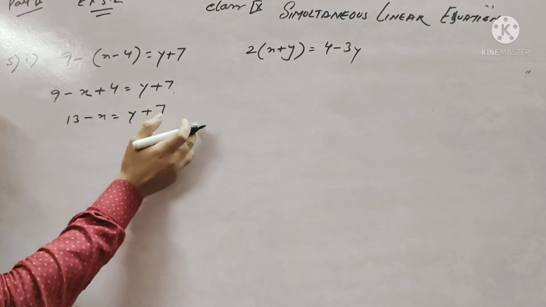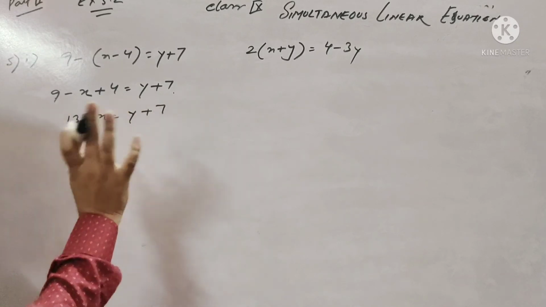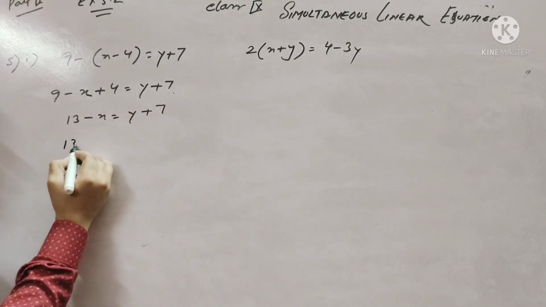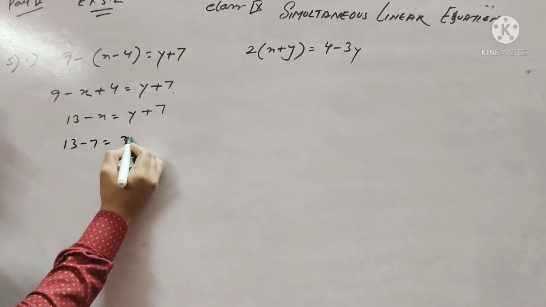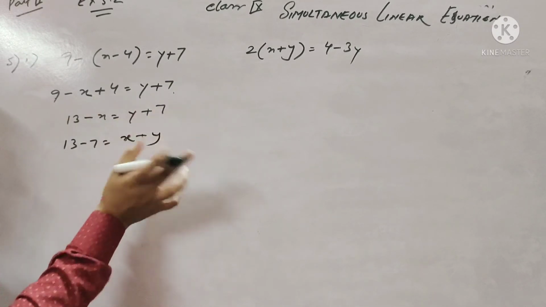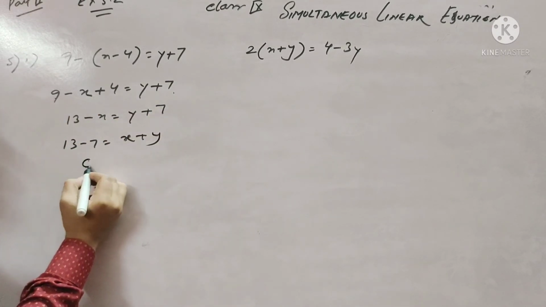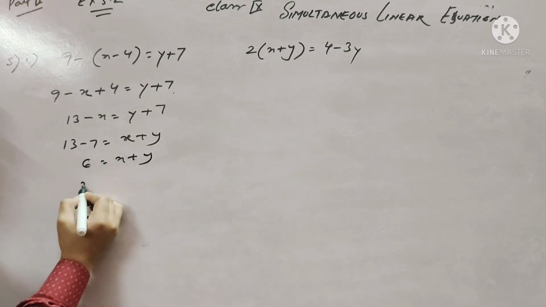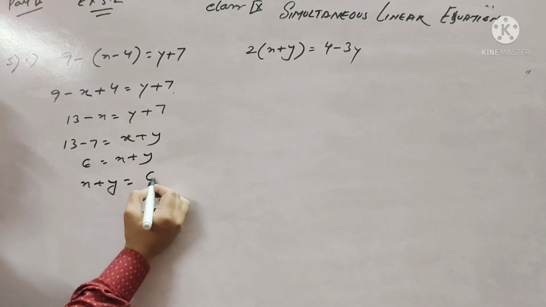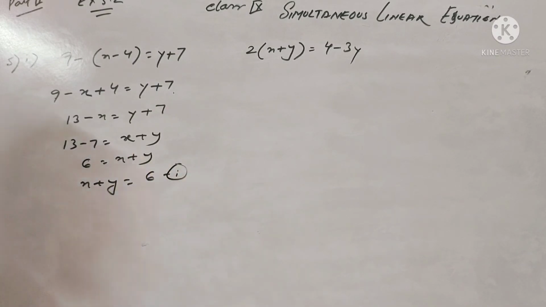7 comes this side, x going this side, because x positive is looking good. So 13 minus 7, minus x going this side becomes plus. So 13 minus 7 is 6 equals x plus y. That means our equation is x plus y equals 6. This is your equation 1. Done? Okay.